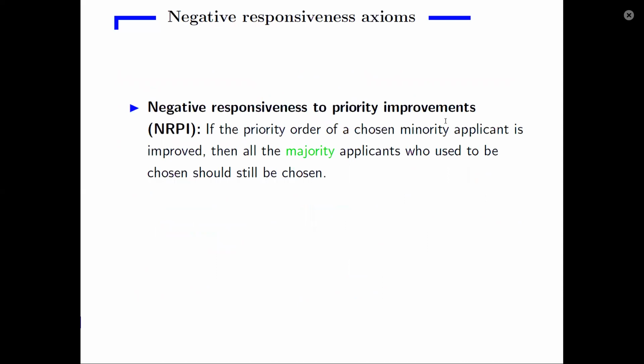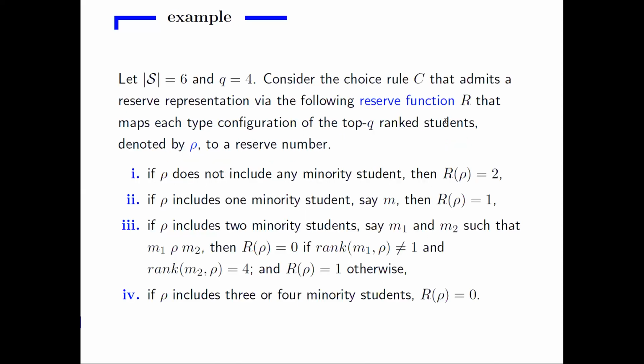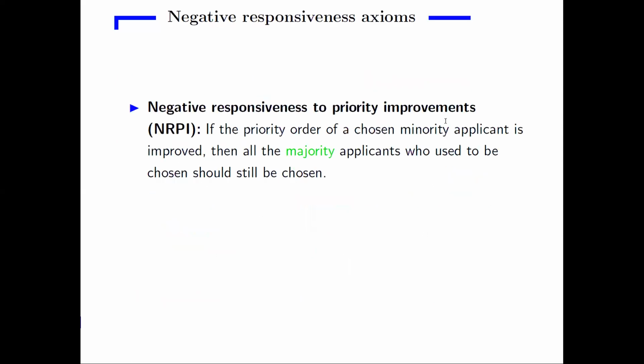Okay. Now, here is one thought experiment if you want. In our next result, I will in a sense argue that responsiveness is necessary if you would like to have an affirmative action policy. Here is what I mean. Now let us think of the opposite of our responsiveness conditions. Namely, think of negative responsiveness to priority improvements.